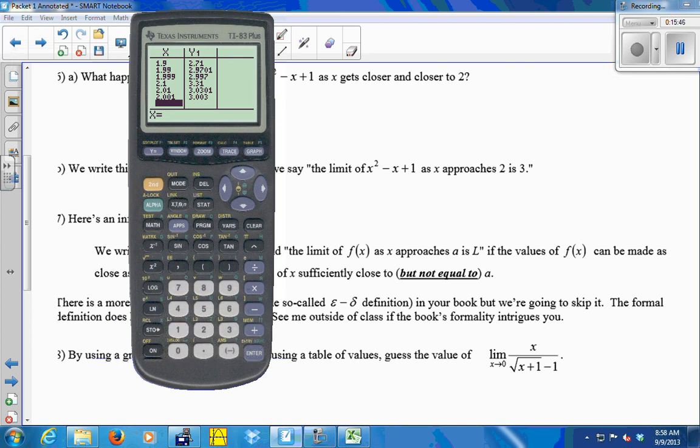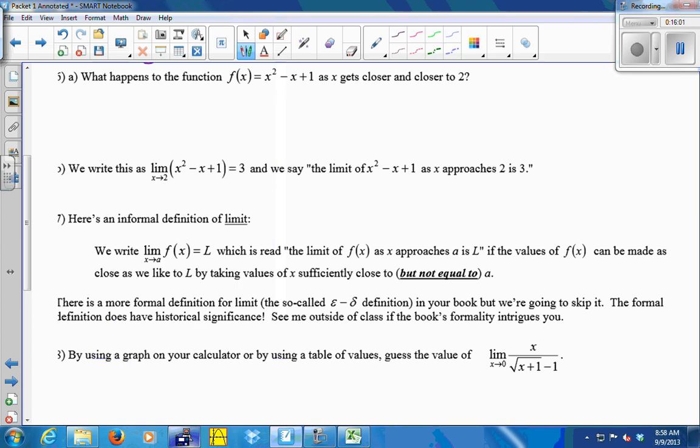And because this is a special kind of function, I could plug 2 right in and see that the y value is 3 right at that point. So this is kind of a straightforward example because you can just plug in to get the limit. So I would say the limit as x approaches 2 of this function x squared minus x plus 1 equals 3. As I get close to x equals 2 from the left and the right, my y value gets close to 3.